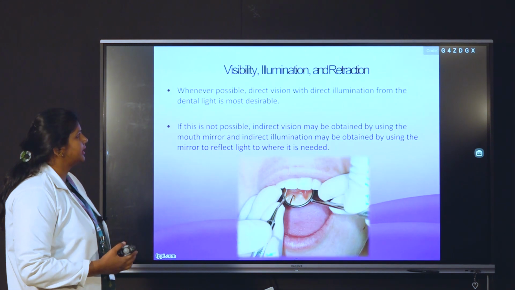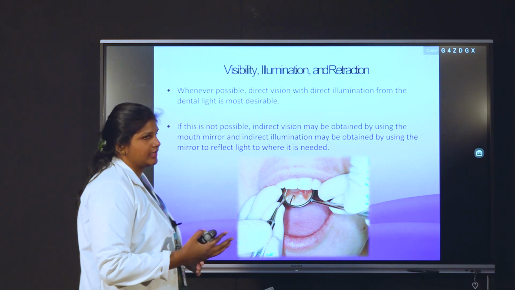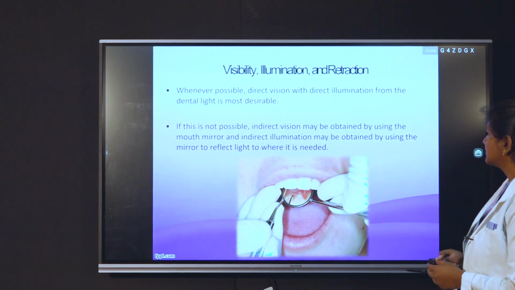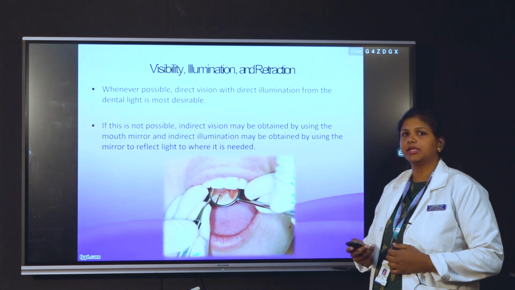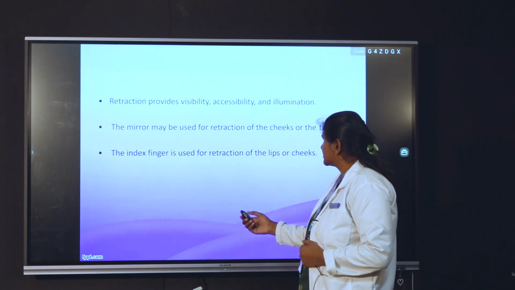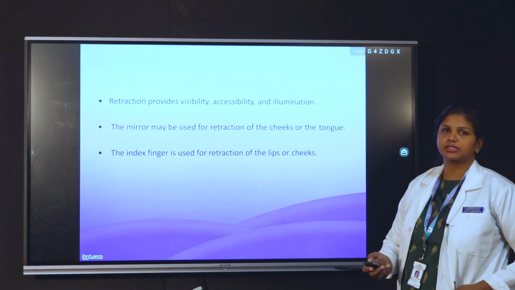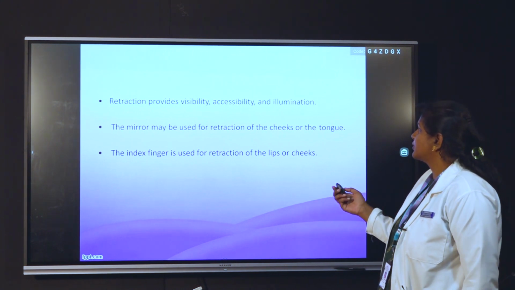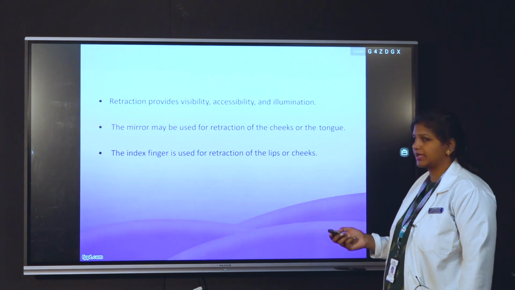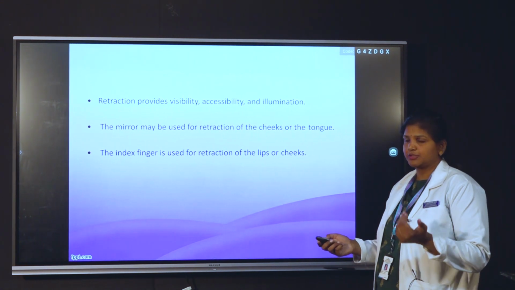So coming to visibility, illumination and retraction, whenever possible, direct vision or direct illumination is better, and if this is not possible, then indirect vision is done through the mouth mirror. So this is the indirect vision position, sorry. So retraction, where the mouth mirror is used for the retraction. Retraction provides visibility, accessibility and illumination. The mouth mirror may be used for the retraction of the cheek and tongue. The index finger is also used for the retraction of the lips.